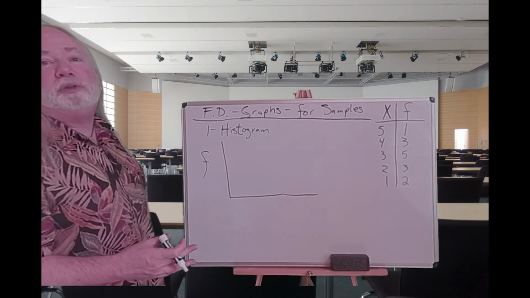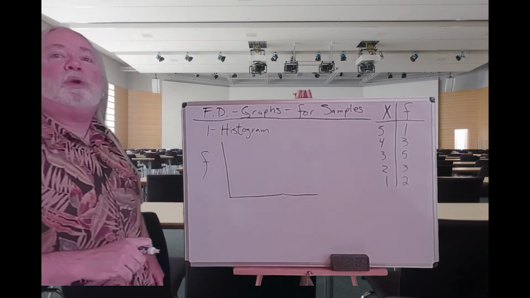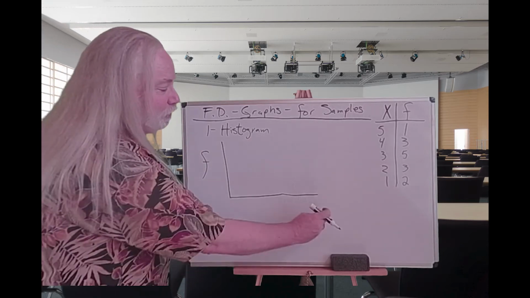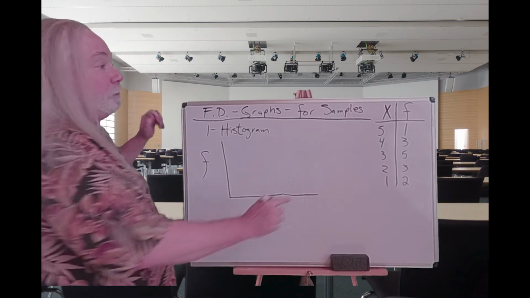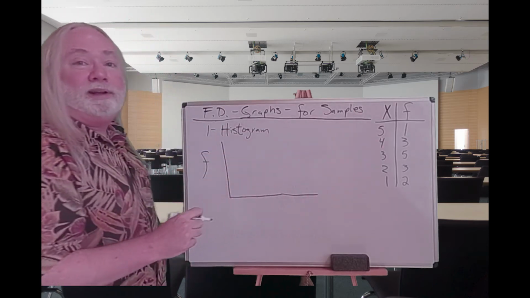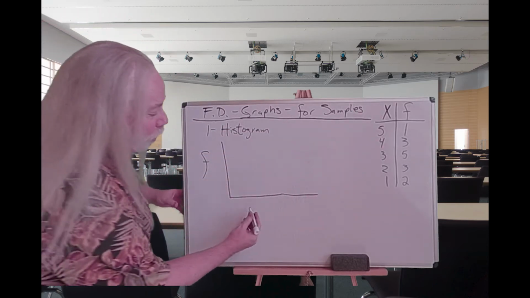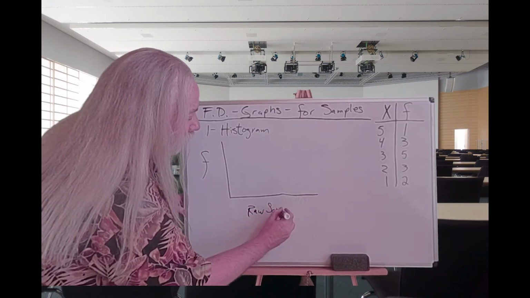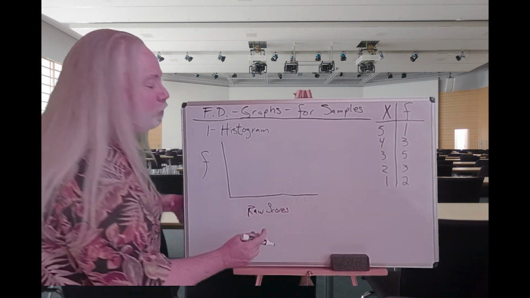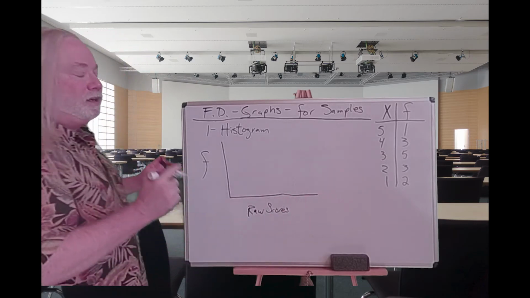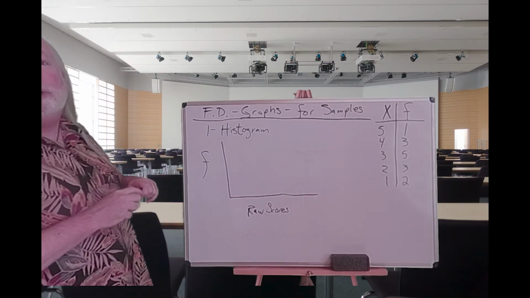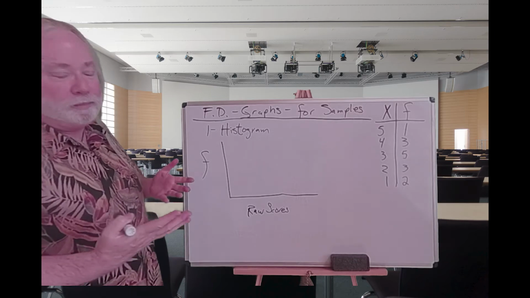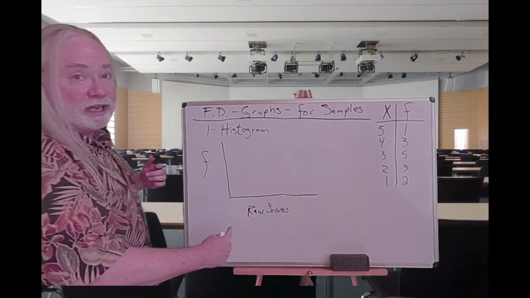So if we were measuring shoe sizes, we would write shoe sizes. If we were measuring IQ scores, we would write IQ scores. What we have in this example is simply raw scores. It's a generic example, so all we can label this as is raw scores. Now your authors often put an X off to the side there. We don't really need that. Some people do, some people don't. I don't. It doesn't matter. What matters is the label.